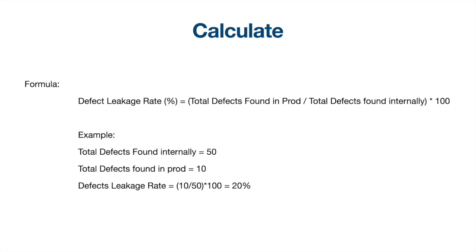Many times, different companies have a contract of around 5% to 7% defect leakage acceptable by the clients, but 20% is very high. So again, it depends on the customer and the company, how much defect leakage is acceptable. This formula is pretty much required to understand how much defect leakage we have in a particular release cycle.